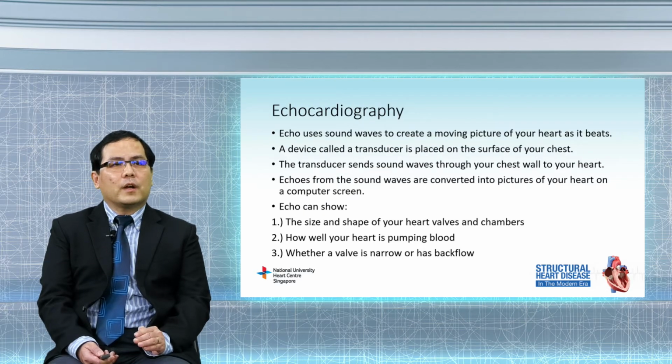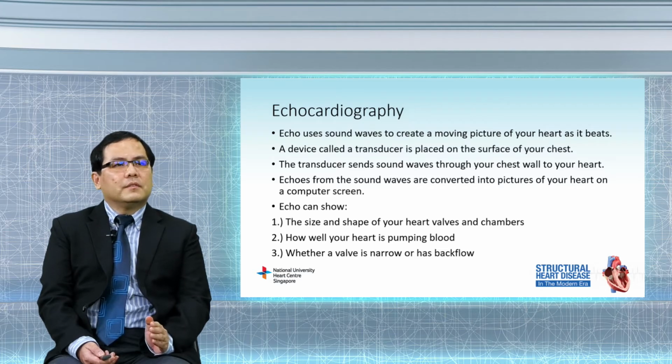So we come to echocardiography, or echo. It uses sound waves to create moving pictures of your heart as it beats. It also uses a device called a transducer, placed onto the surface of your chest to emit the sound wave. The transducer sends sound waves through your chest wall to the heart, and then the sound waves are reflected back to the machine to generate the echocardiography pictures.